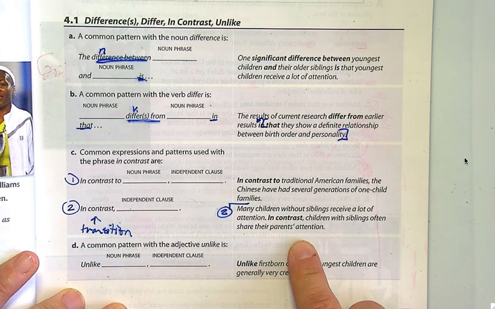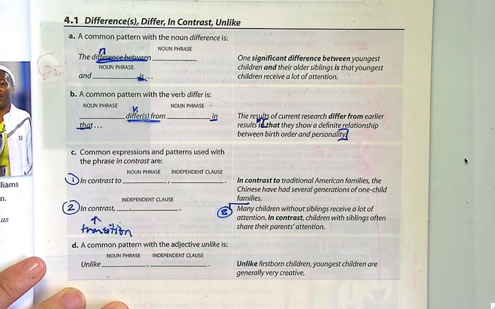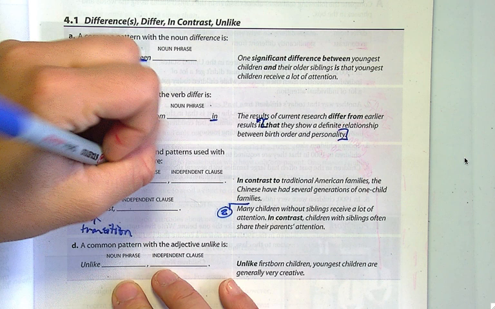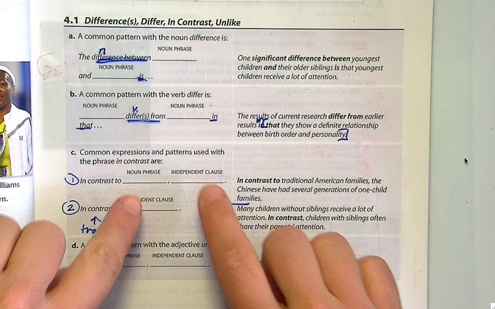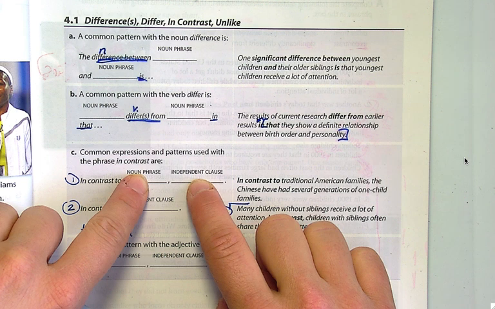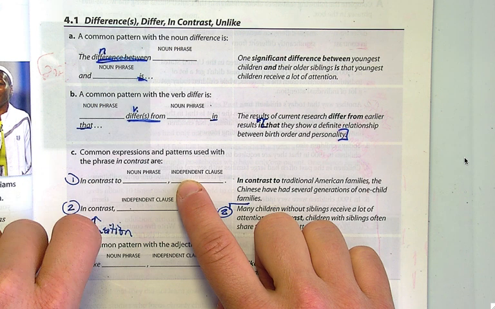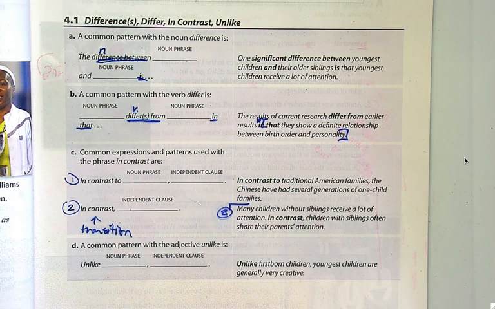Okay. If we look at example number 1, we've got in contrast to. And this actually has kind of a strange function. This is a prepositional phrase. It kind of looks like a transition, but it has a phrase by itself. So it can go at the beginning of a sentence, in contrast to noun phrase, and then something. But you have to make sure that these two things here are not the same noun. Right? So your subject in this cannot be the noun that's here because it needs to be something that's different. So whatever you're comparing has to be the subject here.